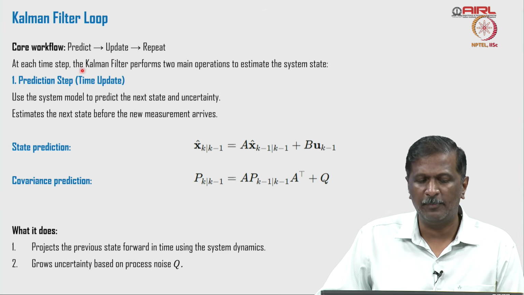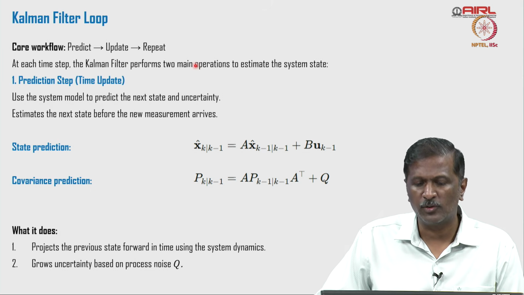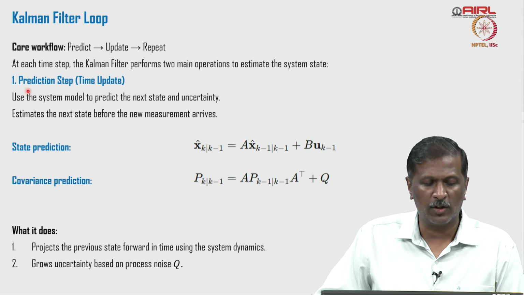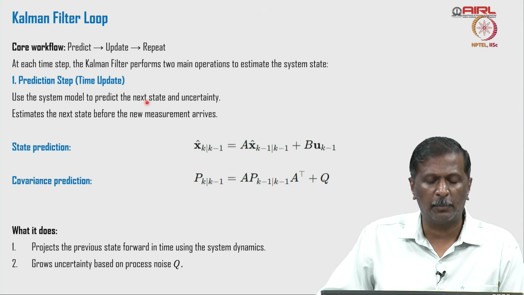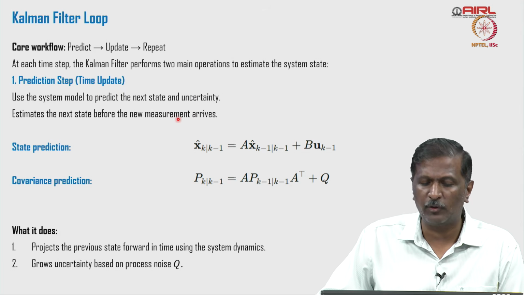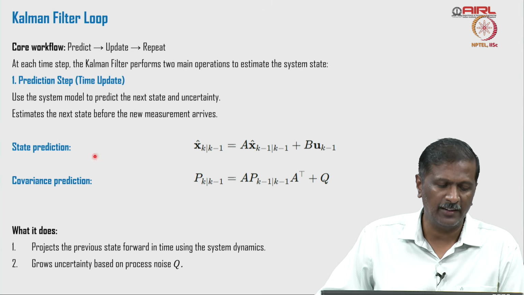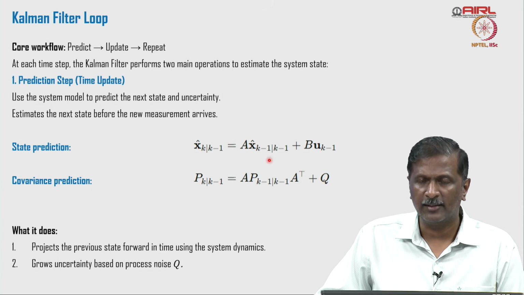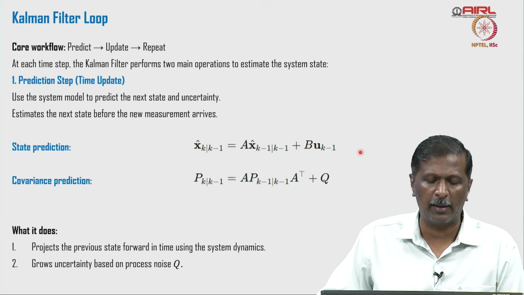At each time step, the Kalman filter performs two main operations to estimate the system state. One is the prediction step, the other one is the update step. We use the system model to predict the next state and uncertainty, estimating the next state before the new measurement arrives. The state prediction x hat of k given k minus 1 is A times x hat at k minus 1 plus B times u k minus 1.